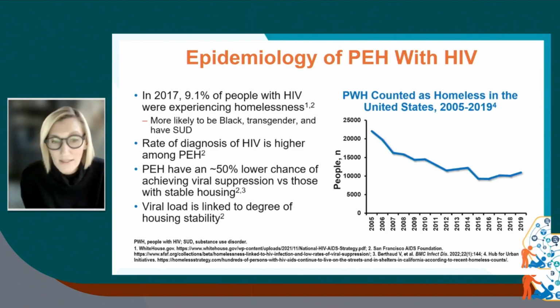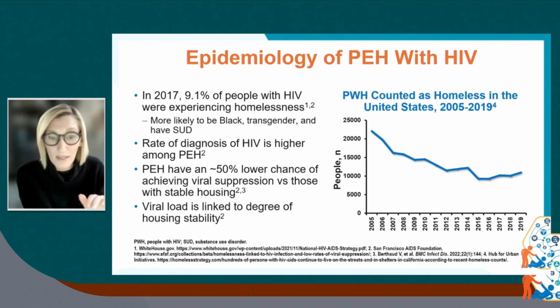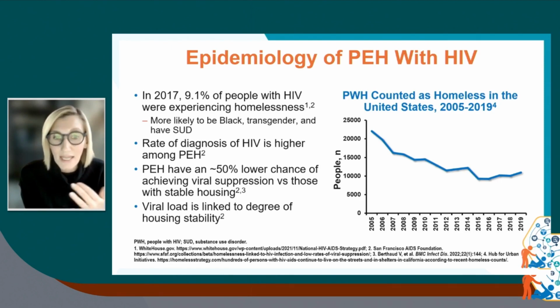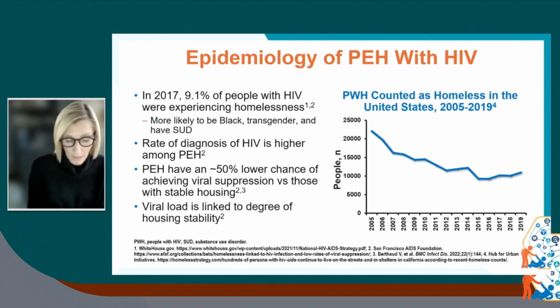And in the graph on this slide, you can see that in the early 2000s, there was a decrease in the rates of HIV among individuals counted as homeless in the US, but more recently from 2016 on, we've started to see an increase in those numbers.